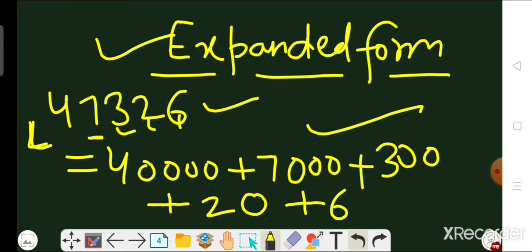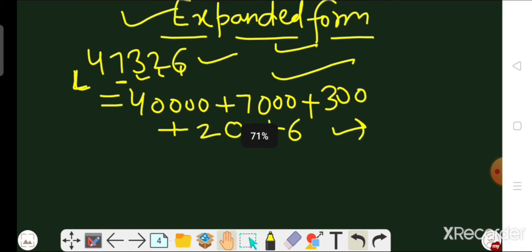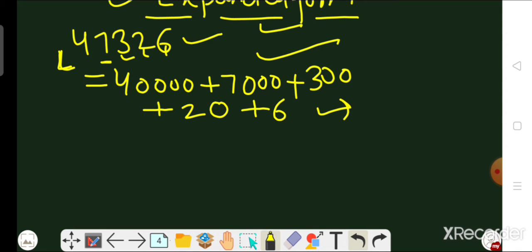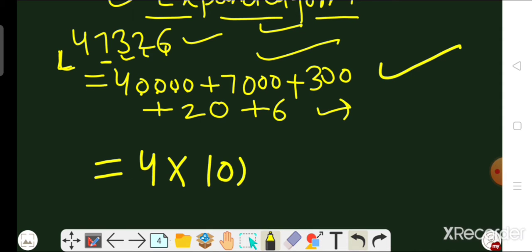Okay, but in the case of exponential form, how can we represent this number? From the expanded form we have to represent it into exponential form. To do this, we again put the sign of equality, and we put the same digit as it is. Then we count the number of 0s, 1, 2, 3, 4, and raise to the power 10 as the number of 0s we have.